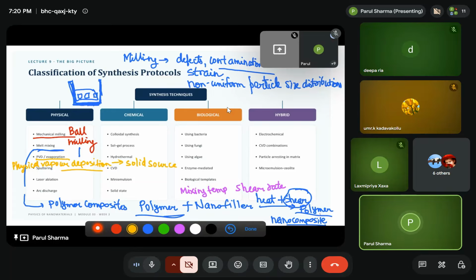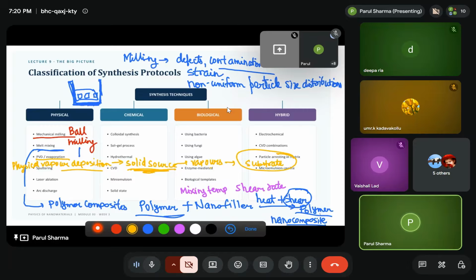So in this technique, we will have a solid source. Then we will convert it into vapors. The solid source will convert into vapors, and then that vapor will deposit on some substrate. So from this solid source, some thin layers will deposit onto this substrate.